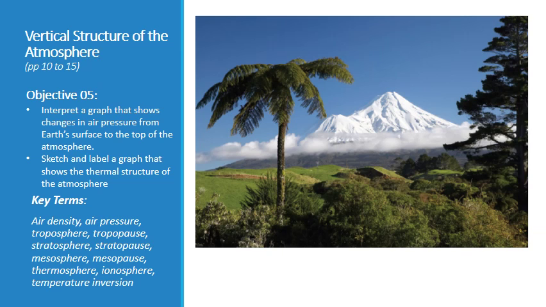The content in this video comes from pages 10 through 15 of your textbook, and it's meant to help you achieve learning objective number 5, which is to interpret a graph that shows changes in air pressure from Earth's surface to the top of the atmosphere, and to sketch and label a graph that shows the thermal structure, or temperature structure, of the atmosphere. In a moment, I'll ask you to pause the video and complete a very brief assignment.